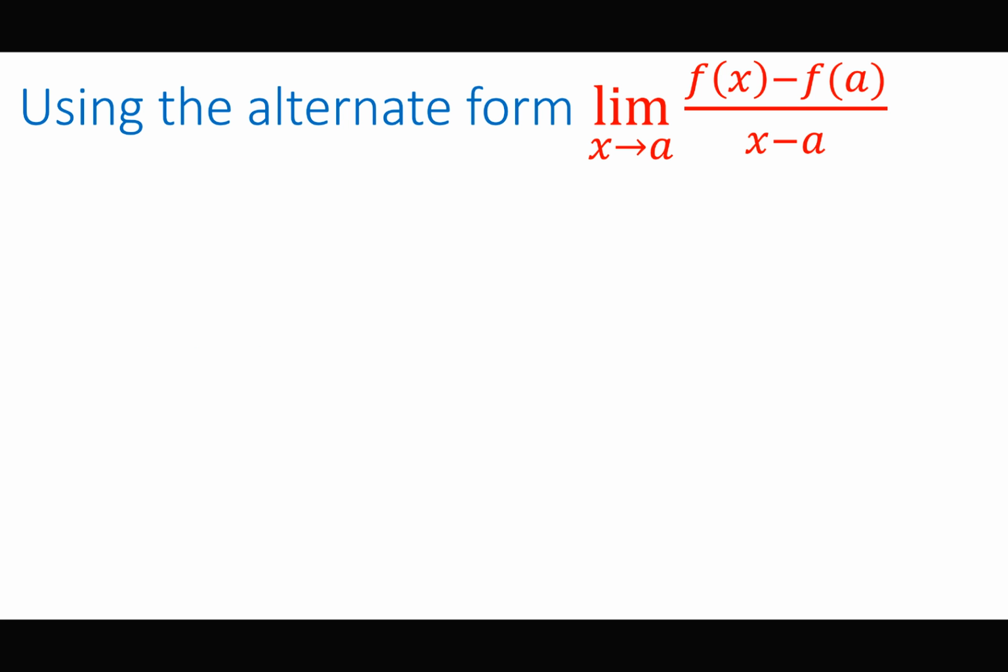Okay, so let's use this alternate form, and let's do the limit as x approaches a of f of x minus f of a all over x minus a. Again, a is just some point on the line, x is just some point on the line, on the x coordinates.